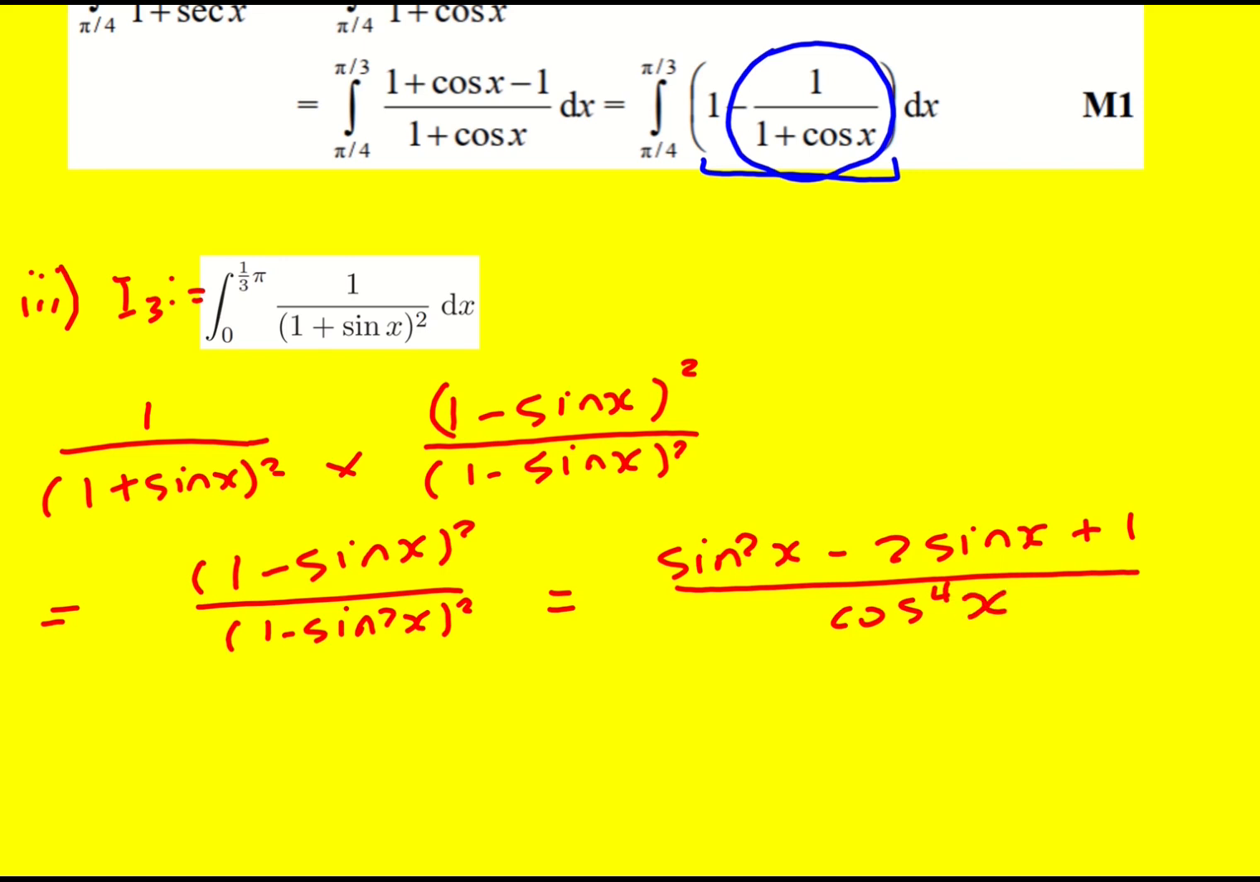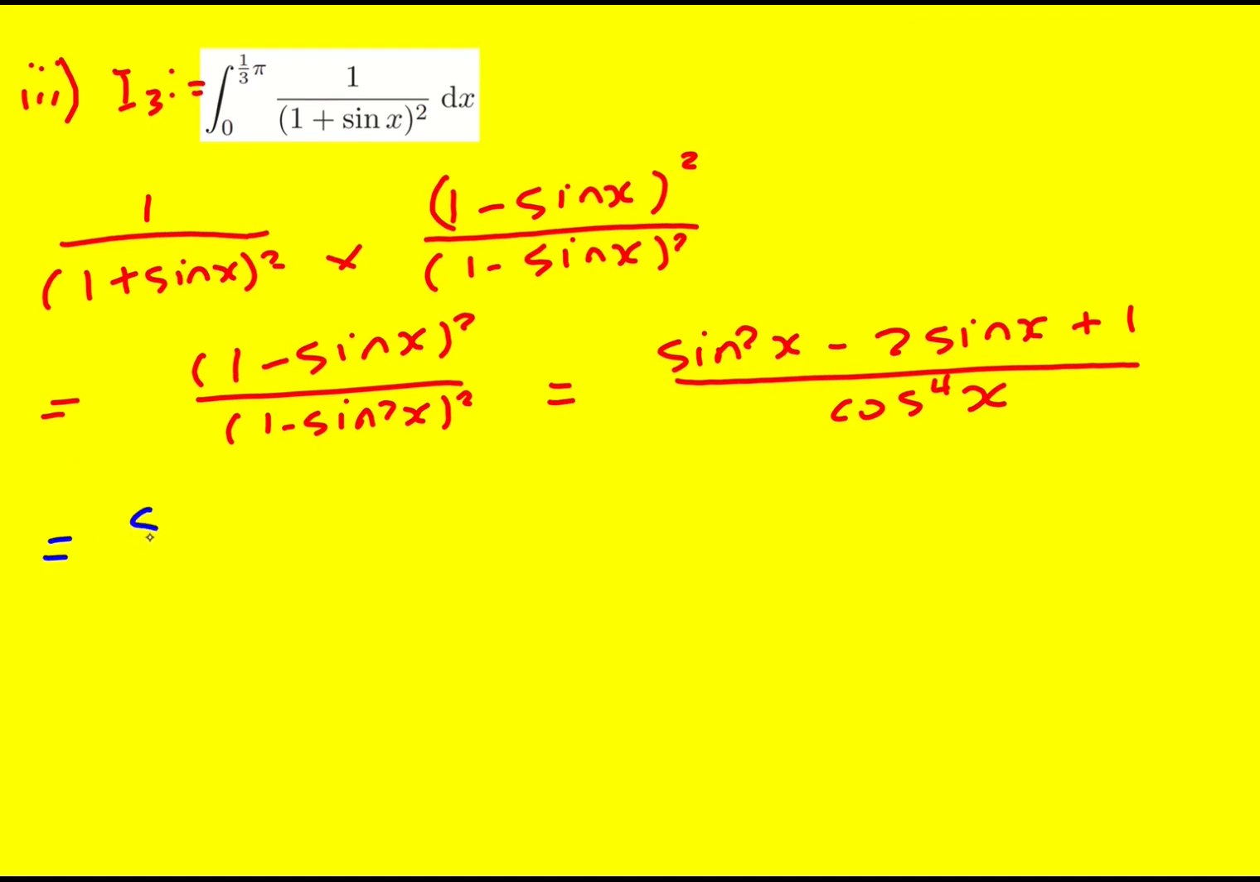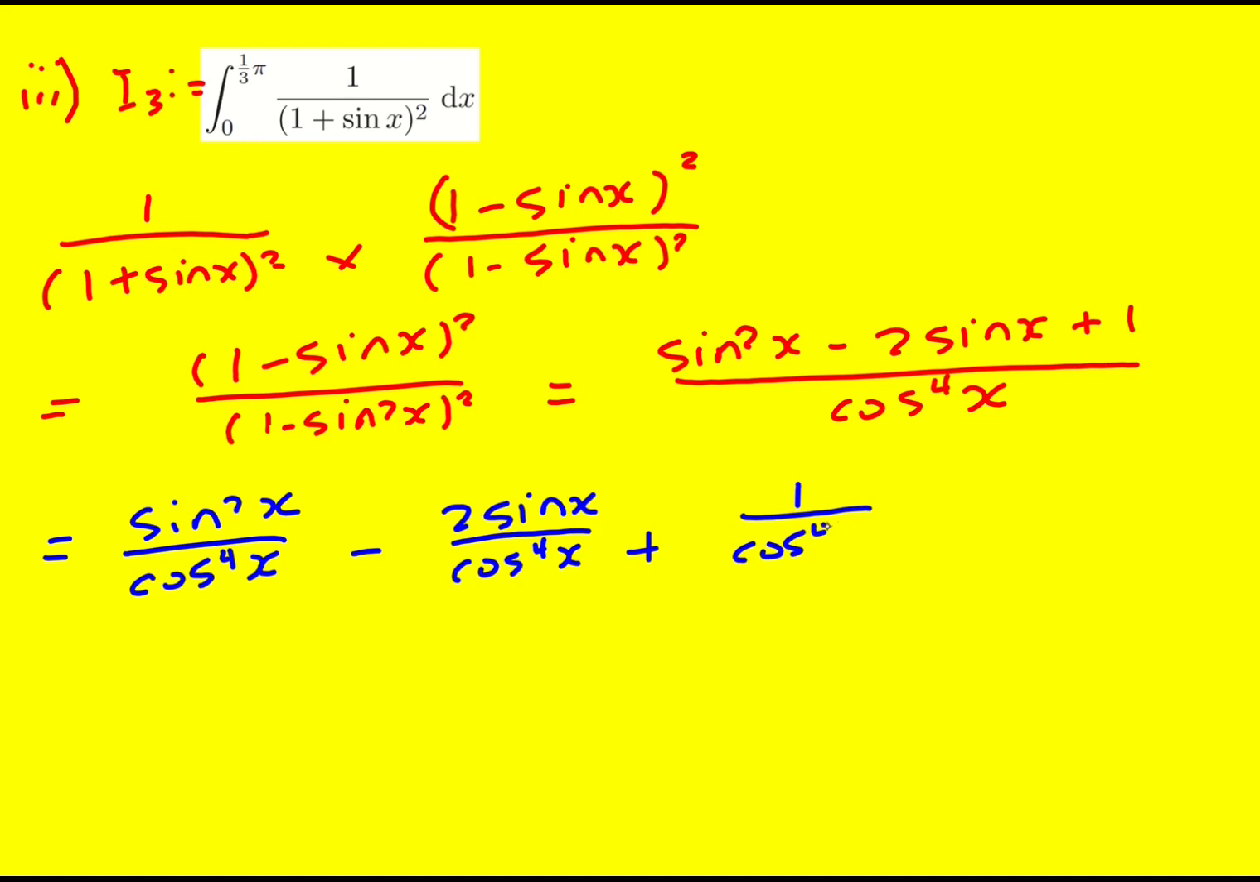All right, that makes things a little bit more complicated than the previous questions. Let's keep going with this. I'm going to write each term, like separate them into three fractions. Sine squared x over cos to the 4x. I'll come back to that in a minute. Then minus 2 sine x over cos to the 4x plus 1 over cos to the 4x. Now that one looks the trickiest. How to deal with that? We'll worry about that in a minute.